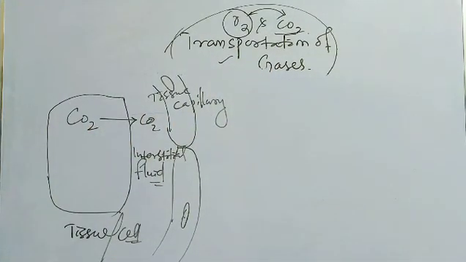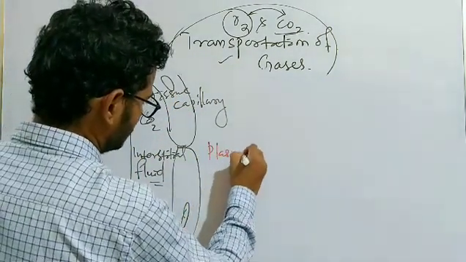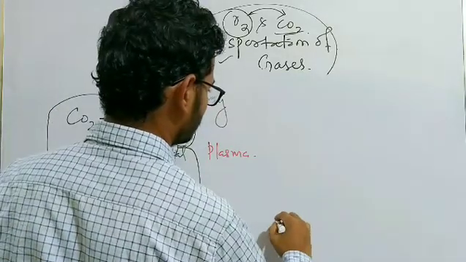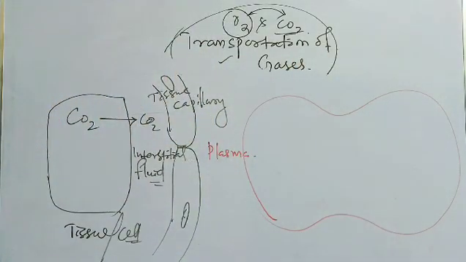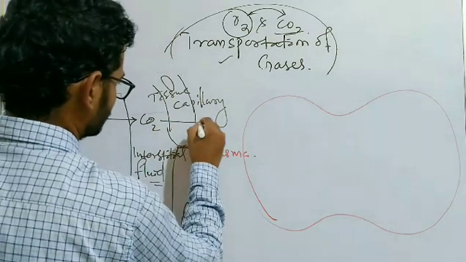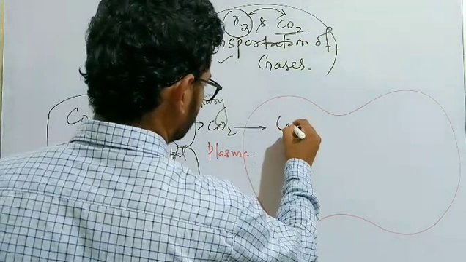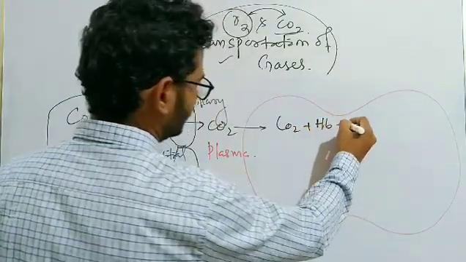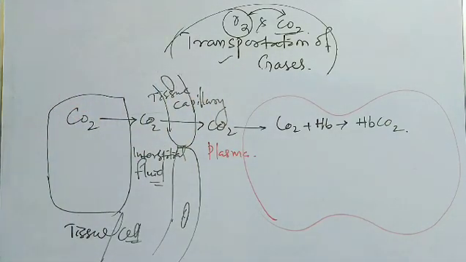Here also the plasma is there. After this tissue capillary, we have the plasma, and after this plasma we have the RBC. Okay, so from the tissue, carbon dioxide diffuses through the tissue capillary again and reaches the RBC, where this carbon dioxide binds to hemoglobin, forming HbCO2, and the carbon dioxide also binds to water.